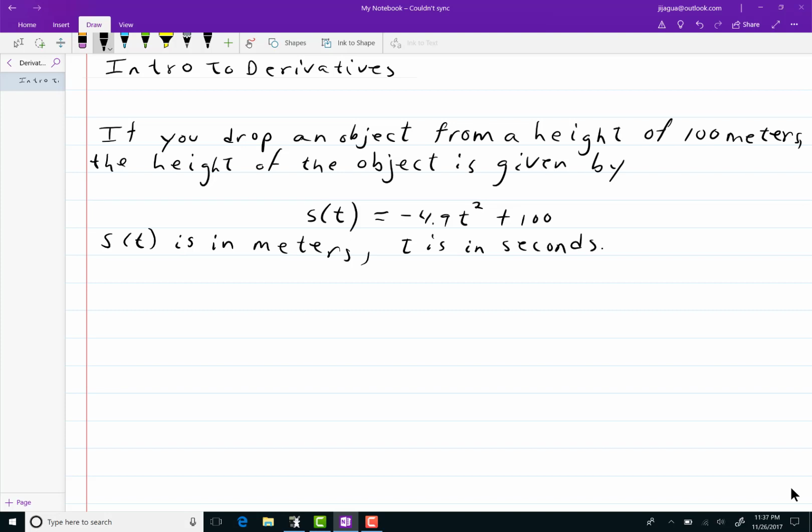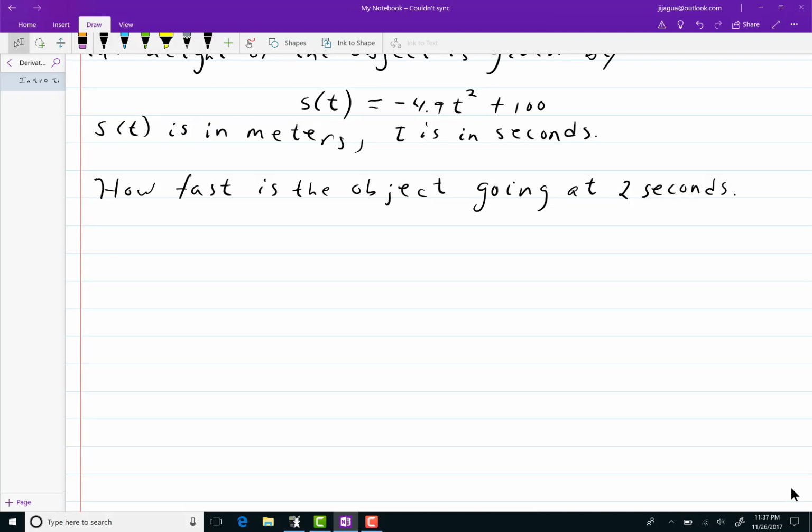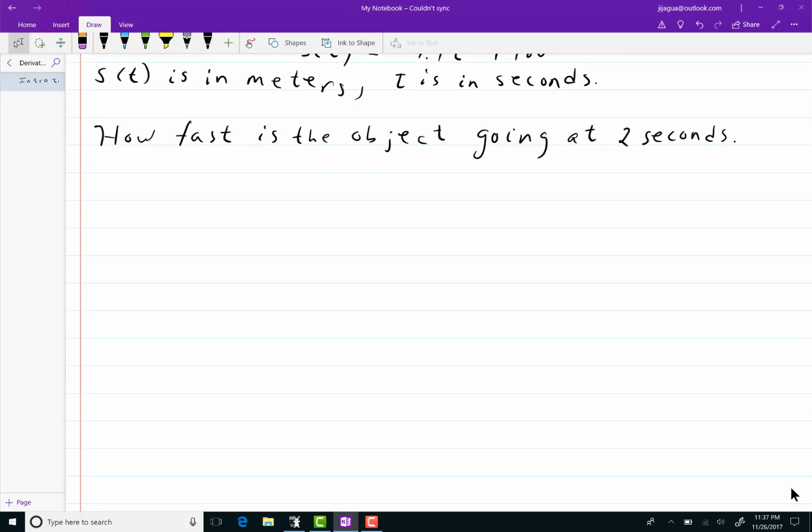So how fast was the object going at 2 seconds? So that's my question to you. This may seem strange. I want to know how fast its velocity is right at the moment of 2 seconds. Not around 2 seconds, or not from 2 to 3 seconds or something like that. But nonetheless, that'll be involved. What we do is this.